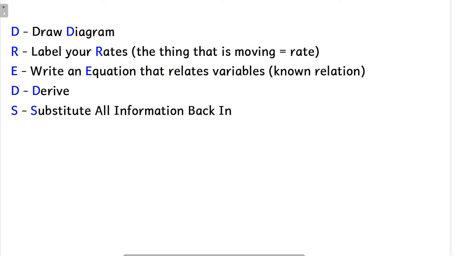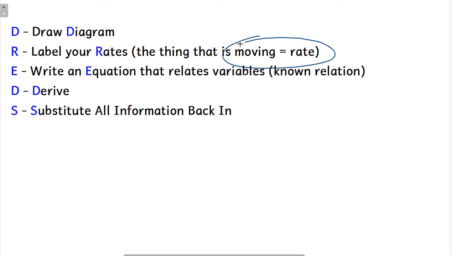So the first thing we're going to do is draw a diagram, but we're going to draw a good diagram, not like the one the problem gave us. Then we're going to label our rates. And so we're going to do this kind of at the same time. We'll label our diagram and then talk about rates. Rates are the things that are moving. So anything that is moving, changing position, it's going to get labeled with a rate.